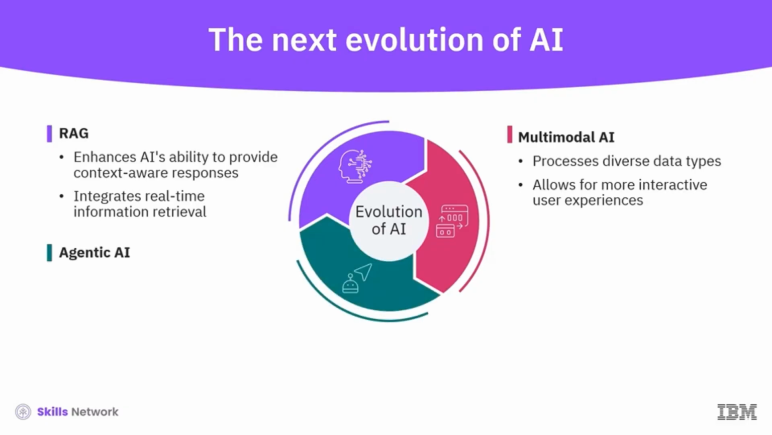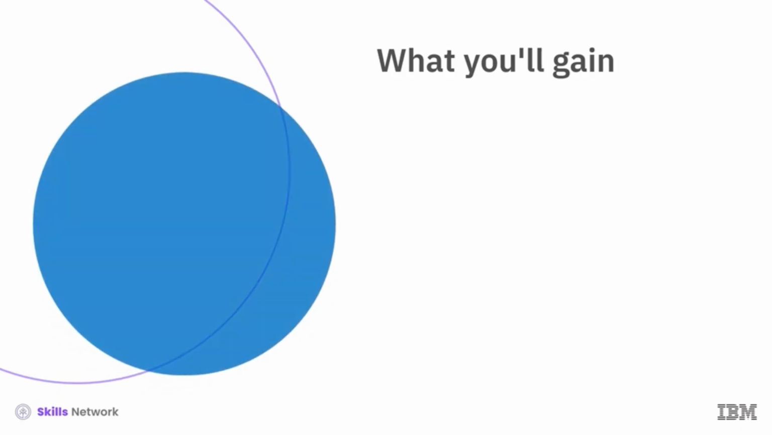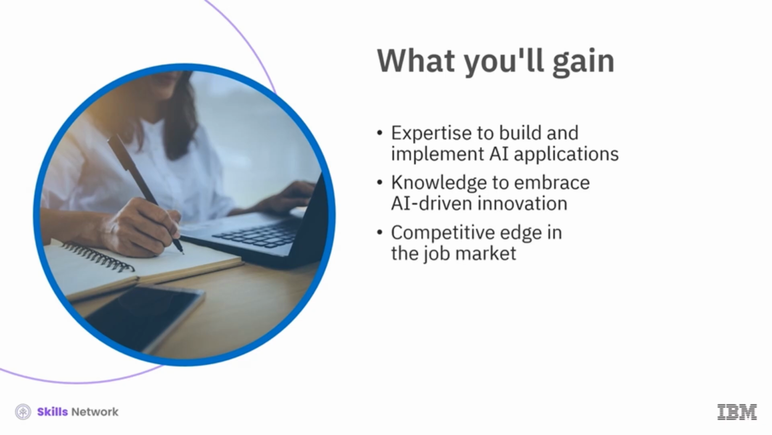Agentic AI represents a further shift, equipping systems with the ability to reason, plan, and autonomously execute tasks. While each of these approaches can work independently, they can also be combined to create more powerful and adaptable AI systems. Through this program, you'll gain the expertise to build and implement AI applications that combine these powerful techniques, preparing you for the next wave of AI-driven innovation. Whether you're looking to advance in software engineering, machine learning, or data science, mastering RAG, multimodal, and agentic AI will give you a competitive edge in the evolving job market.